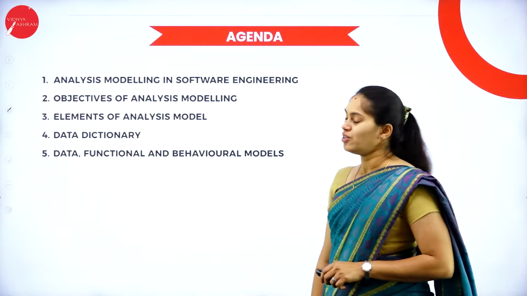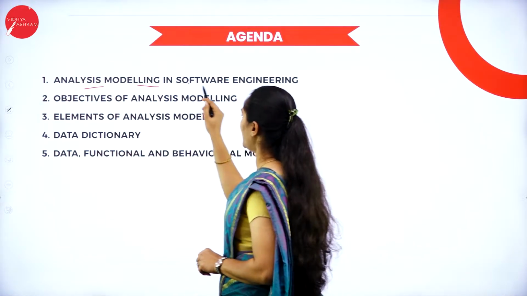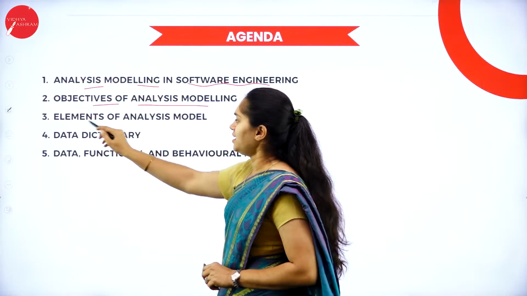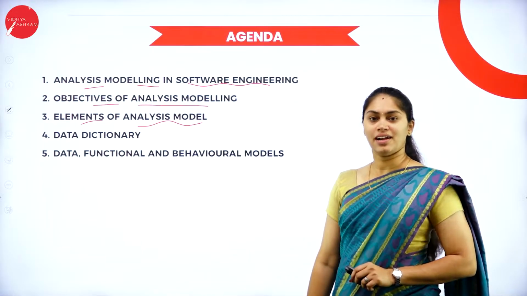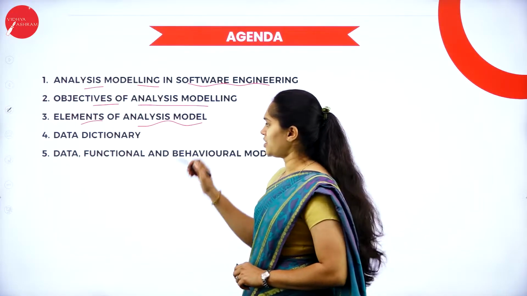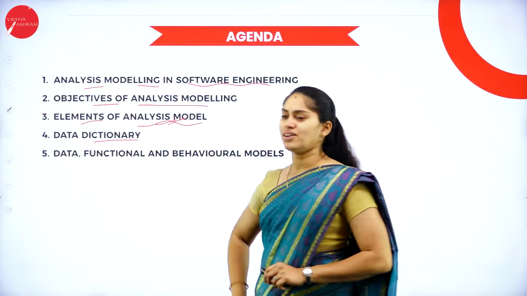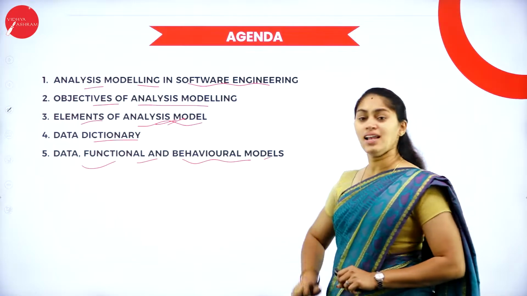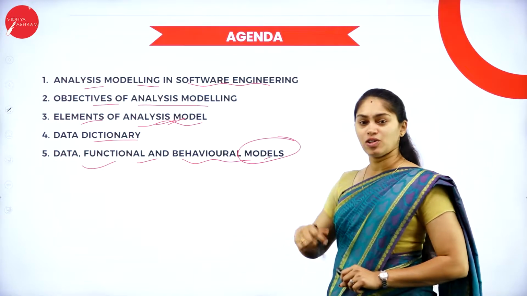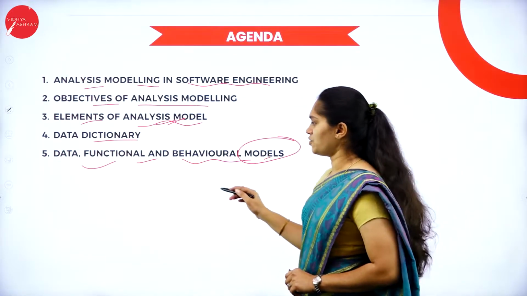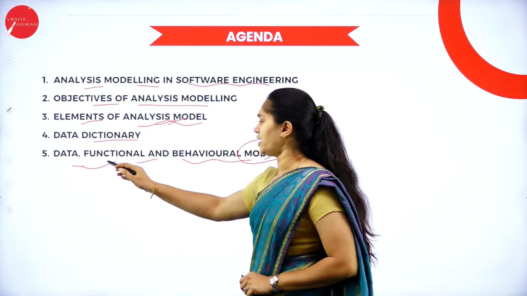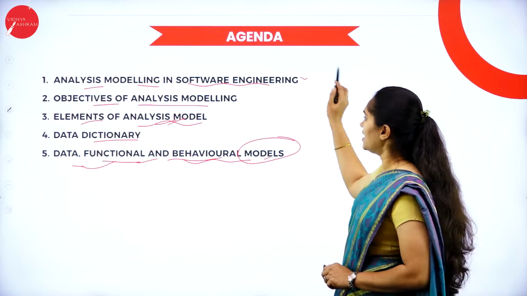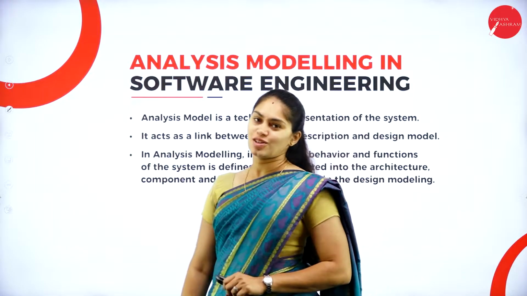In today's session, we're going to see how analysis modeling in software engineering works. Along with that, we'll see its objectives, then the elements of the analysis model, and the components or elements of these analysis models. Under that, we have a data dictionary. At last, we'll see the data, functional and behavioral models. About all these models you are going to learn in depth in the coming units. As of now, you are just going to understand what is data modeling, what is functional modeling, along with behavioral modeling. We'll see the first topic, that is analysis modeling in software engineering.